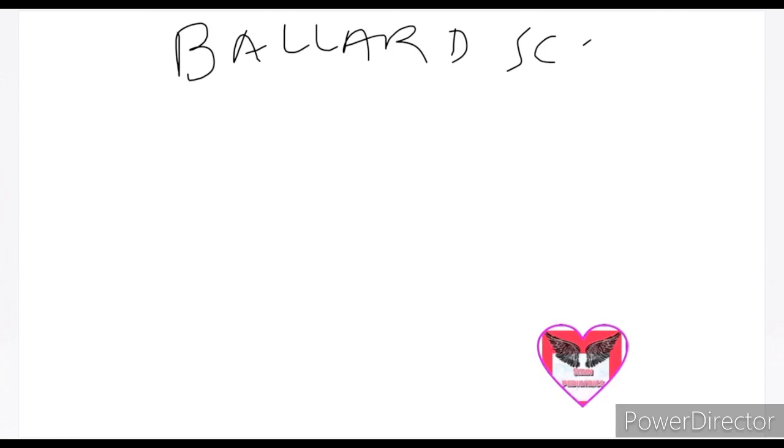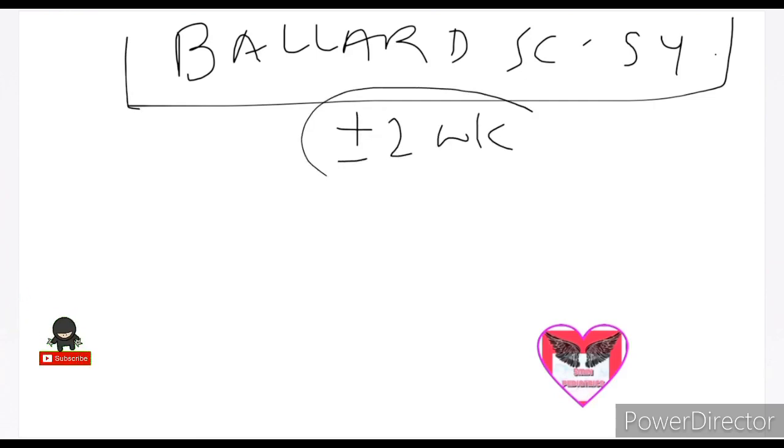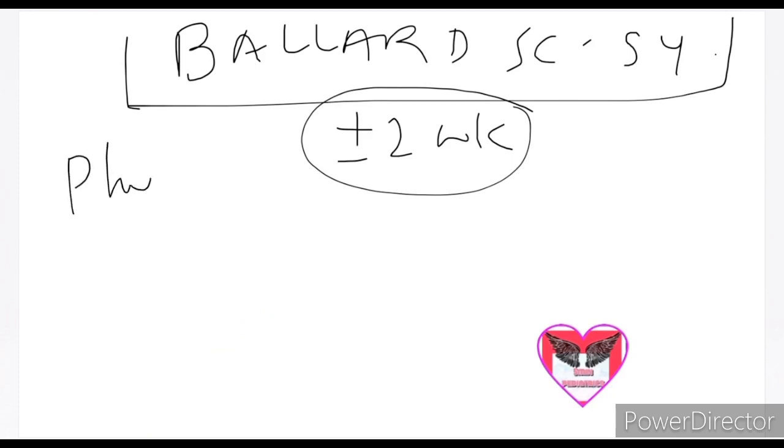Now we have the important Ballard scoring system. This scoring system gives accuracy of almost plus minus 2 weeks of gestational age. By this scoring system you can assess the gestational age of the baby. So we have physical criteria and the other is neuromuscular maturity.